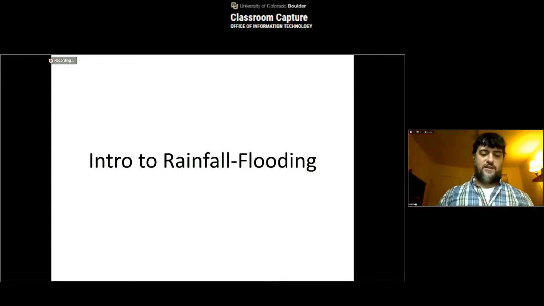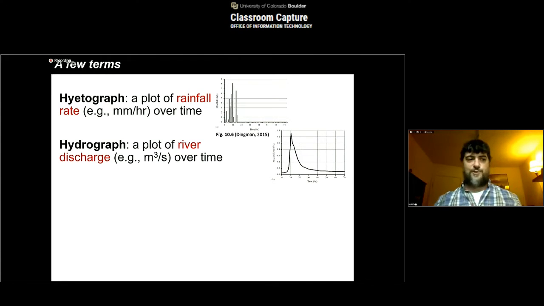And so with that kind of preamble in mind, I'm going to introduce you a little bit to my own research in thinking about how rainfall-driven floods happen, and in particular how we like to think about them for application to longer timescales. I'm going to define a few terms here. The first is a hyetograph, which you've actually already seen some of these things. This is just a plot of rainfall rate over time. It's in units of millimeters per hour.